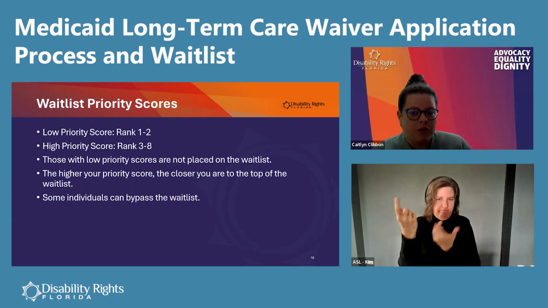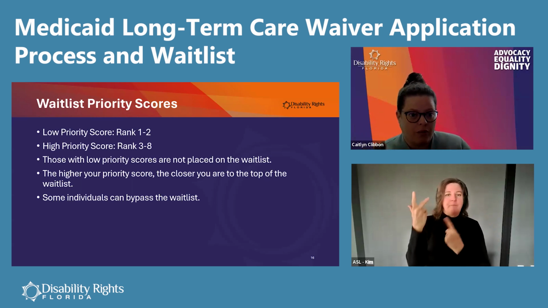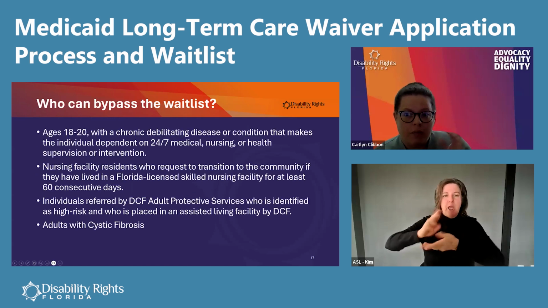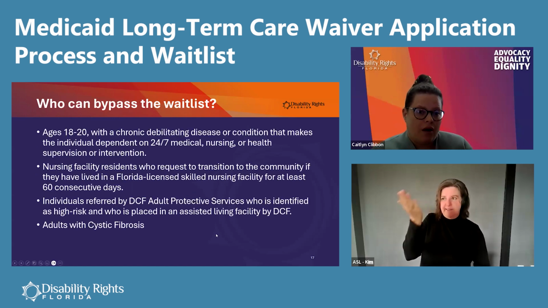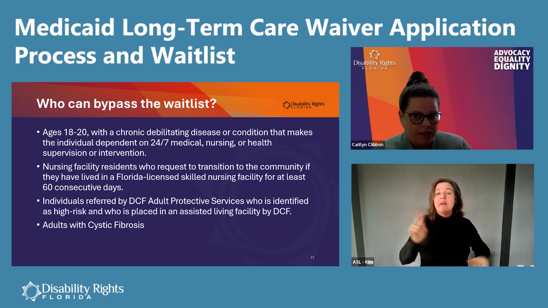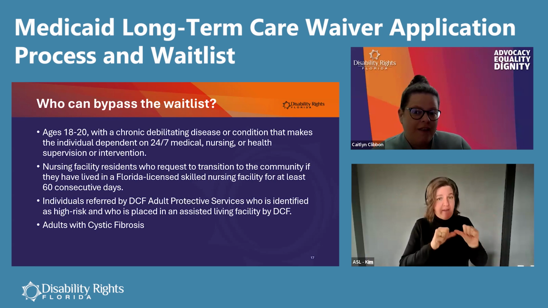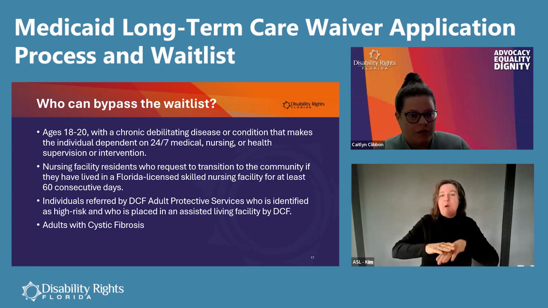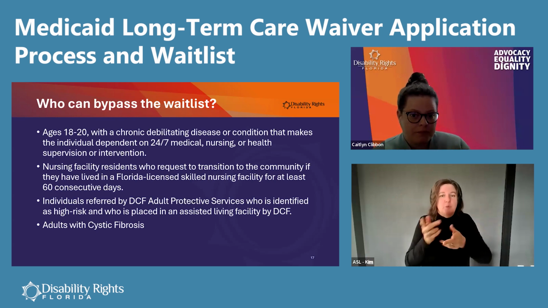And then there are some individuals who, based on certain circumstances, are able to bypass that wait list and are just going to go directly onto the long-term care waiver. So those individuals who can bypass the wait list are listed here. They are individuals who are 18, 19, or 20, who have a chronic debilitating disease or condition that makes them dependent on 24/7 medical, nursing, or health supervision or intervention. So these are our very medically complex young people.